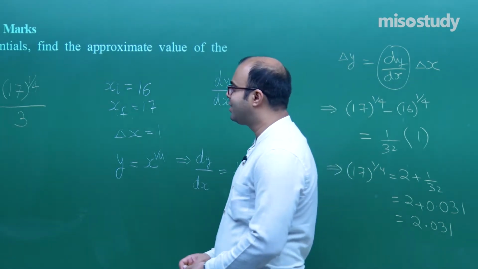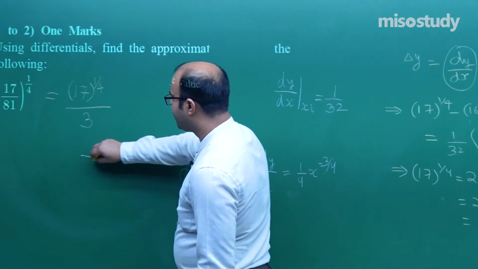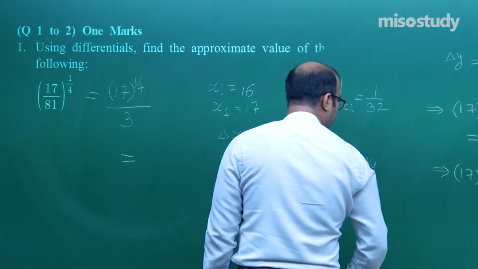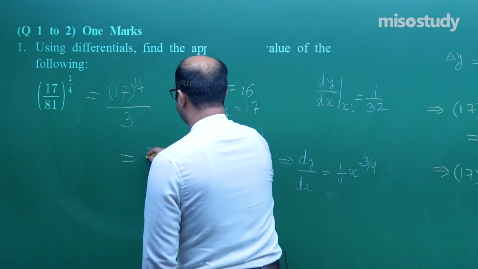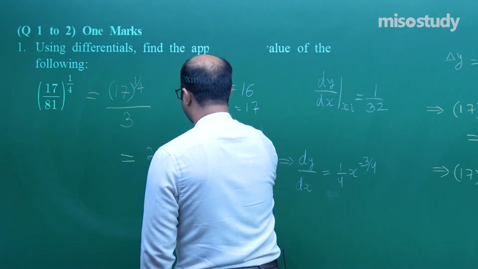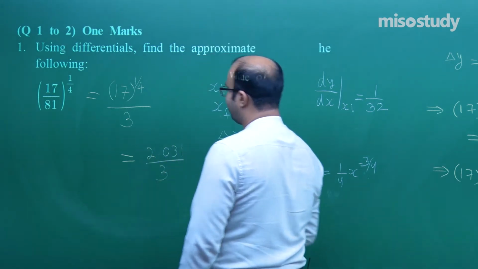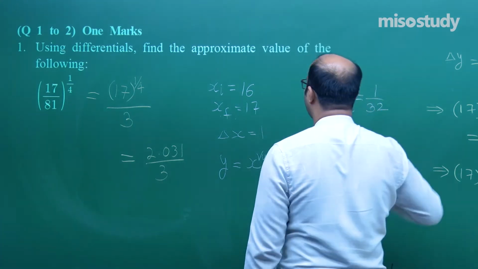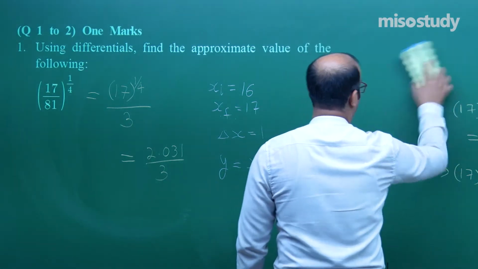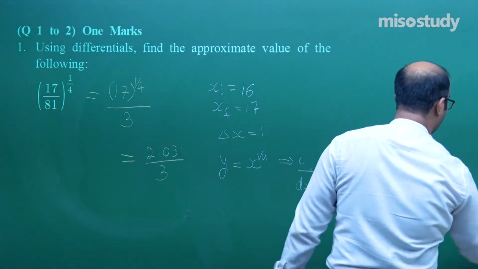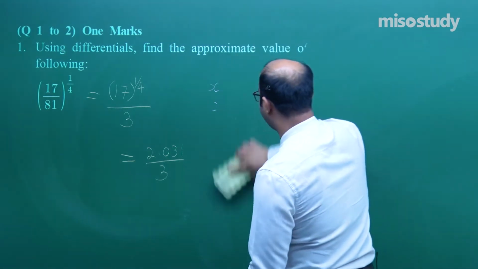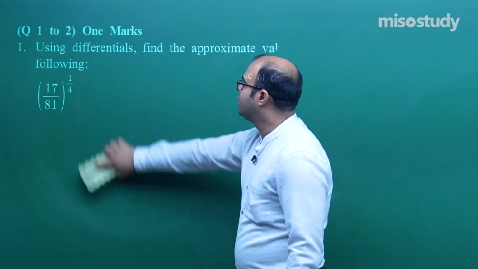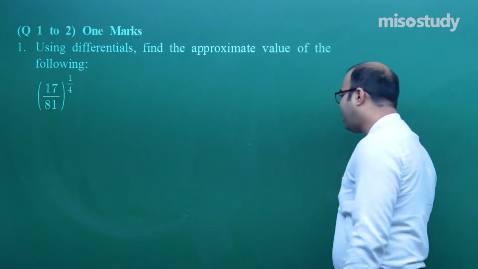So, what will our answer be? Our answer will be: the fourth root of 17 is 2.031, upon 3. So, this is the answer for the required question. This was a 1 mark question and it was a direct application of approximation. Let us see the second question after this, which is also of 1 mark. The first two questions are of 1 mark.